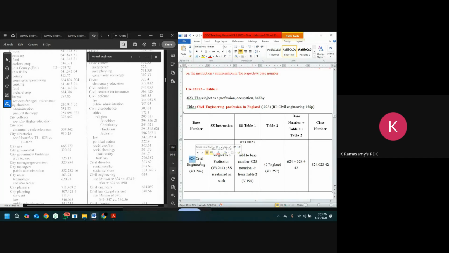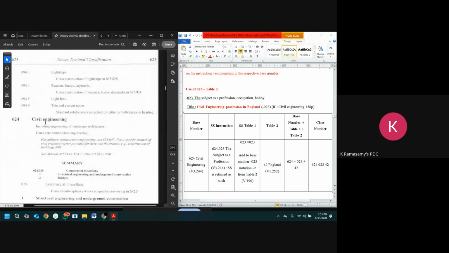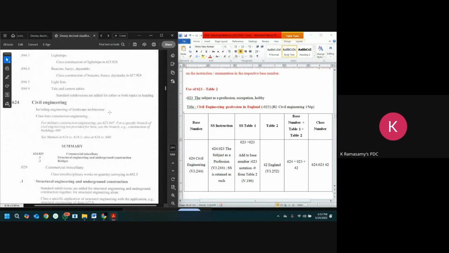Okay, and let me go to 624. 624 is in volume 3. Volume 3 has numbers from 601 to 999. Let me go to the third volume. In the third volume, I need to go to civil engineering. 624 stands for civil engineering. I'm just seeing what rule is given there. They have given a small hint. What is the hint? 624.029. Okay, this miscellany stands for 202, extended version of 0 to 029.